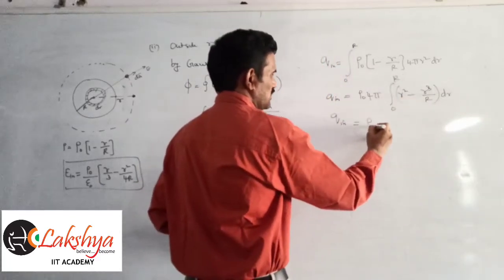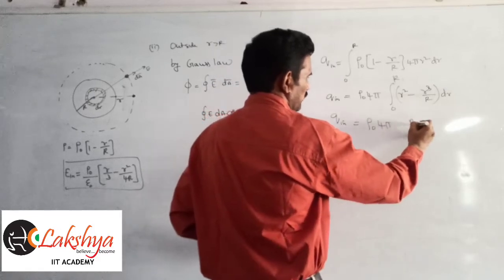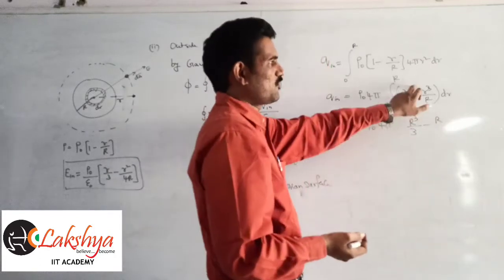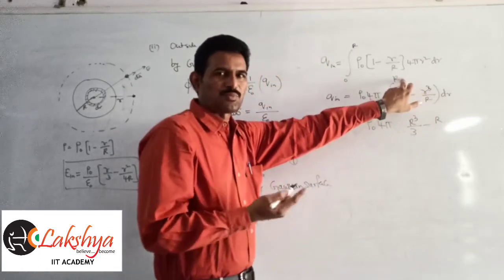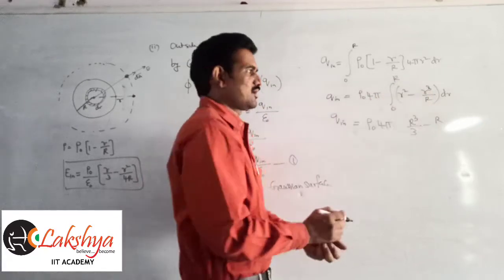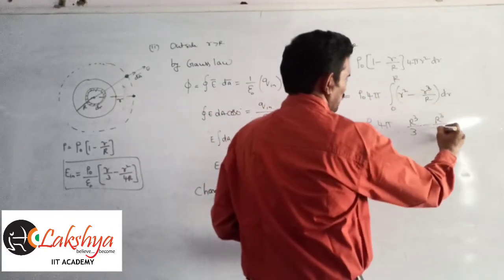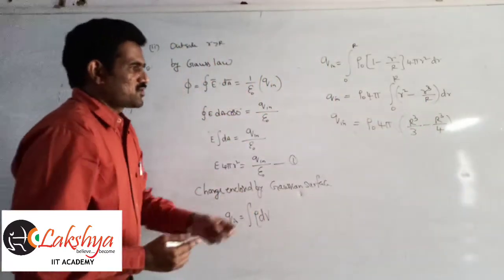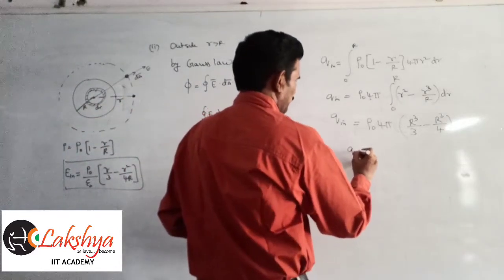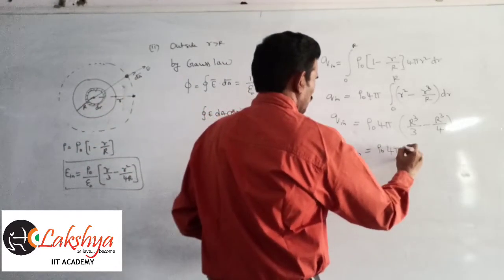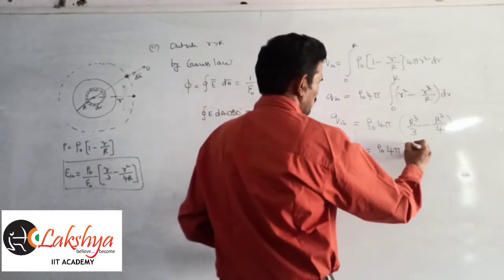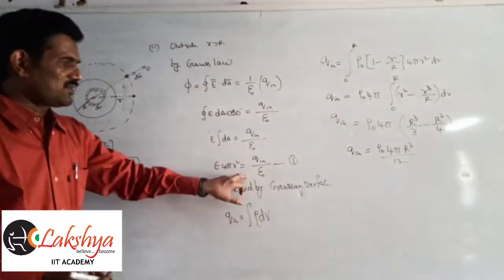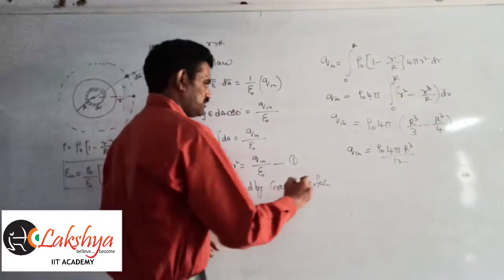Therefore q_in is equal to rho naught into 4 pi into, this will be r cube by 3 minus r power 4 by 4 you will get. When you substitute capital R power 4, then you can cancel this capital R, and so this is also R power 3 by 4 you will get, finally after cancelling this denominator R. And now you can simplify this further. Rho naught into 4 pi into, if we take the LCM here, this will be R cube by 12, right?